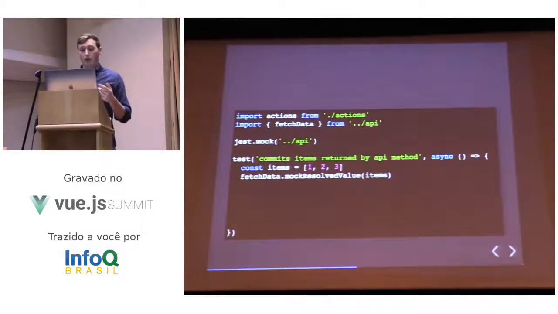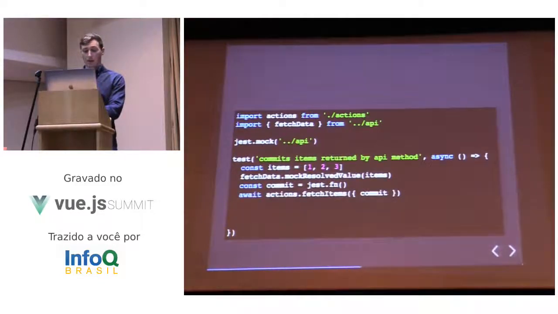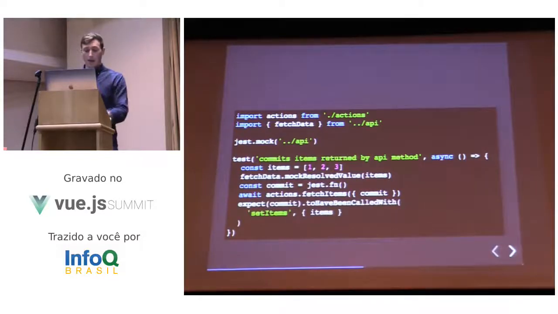So once we have that mocked, we basically are going to check that we call commit with the correct arguments. So we'll create a commit mock function. A mock function is a function that records data about how it was called, and we can assert that this was called with the correct arguments later. And then we just call the action and use await because it's asynchronous, and then just expect that commit was called with the correct arguments. So that's a simple unit test for a really simple action.